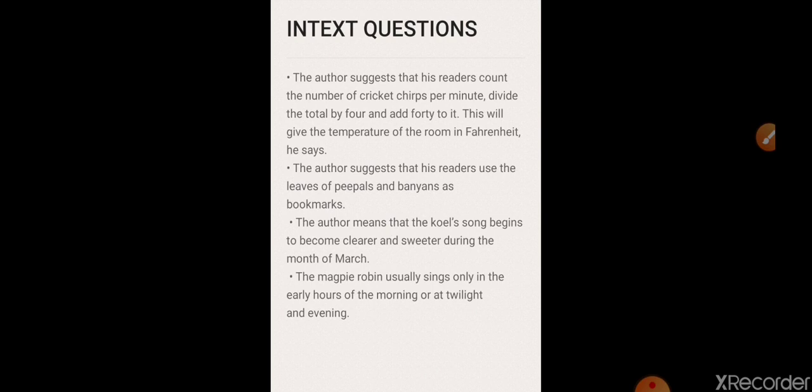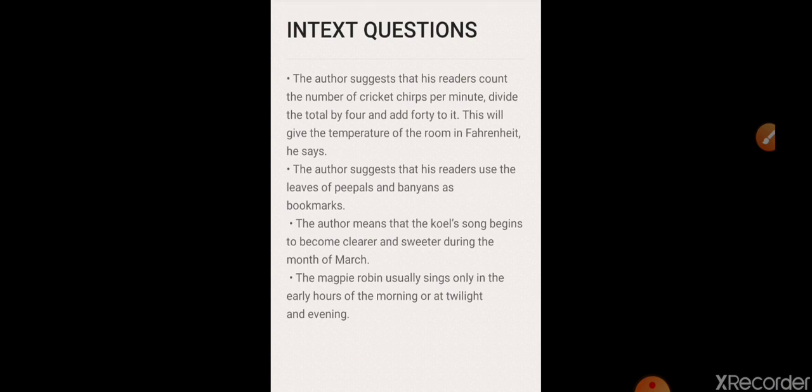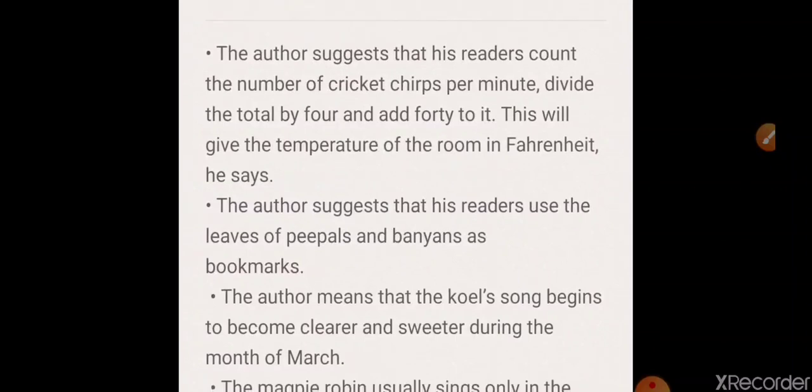So, first in text question on page number 62, what experiment does the author suggest for guessing the temperature? The author suggests that his readers count the number of crickets' chirps per minute, divide the total by 4 and add 40 to it. This will give the temperature of the room in Fahrenheit, he says.